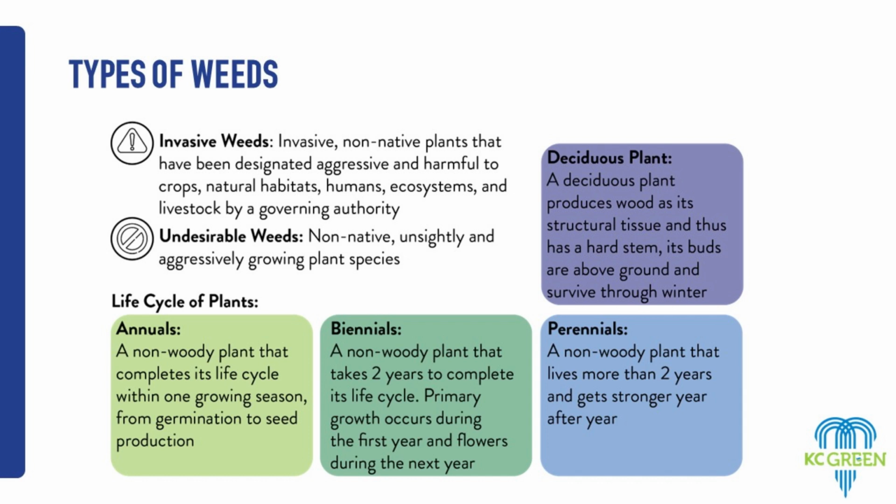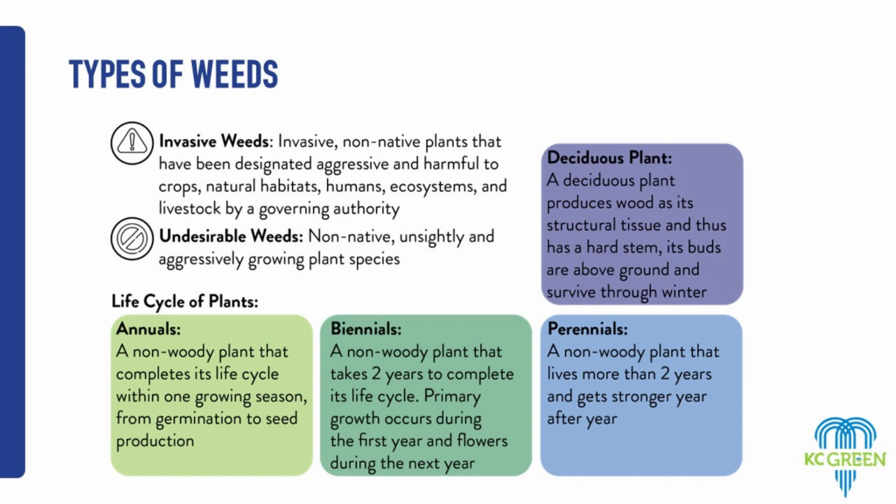So a few types of weeds here. Of course, we have the invasive weeds. Those are weeds that are super aggressive and can be harmful to native vegetation, crops, our ecosystems. And the Missouri Department of Conservation has a listing on their website of those weeds that are classified as invasive in the state. We have other undesirable weeds, like crabgrass comes to mind. That would be a good example. Not considered invasive, but it can get into a planting bed and make it look a little bit unsightly.